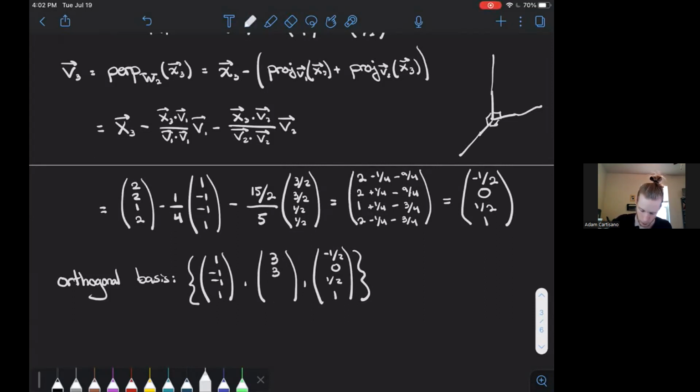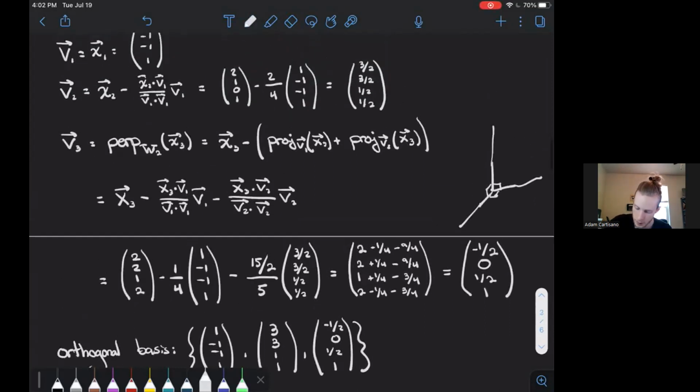3, 3, 1, 1. If I had done that, you can check. If I had done that even at this step, to create V2 is 3, 3, 1, 1. If I had done that up here, you can check that it would still work. It would still work exactly as planned.